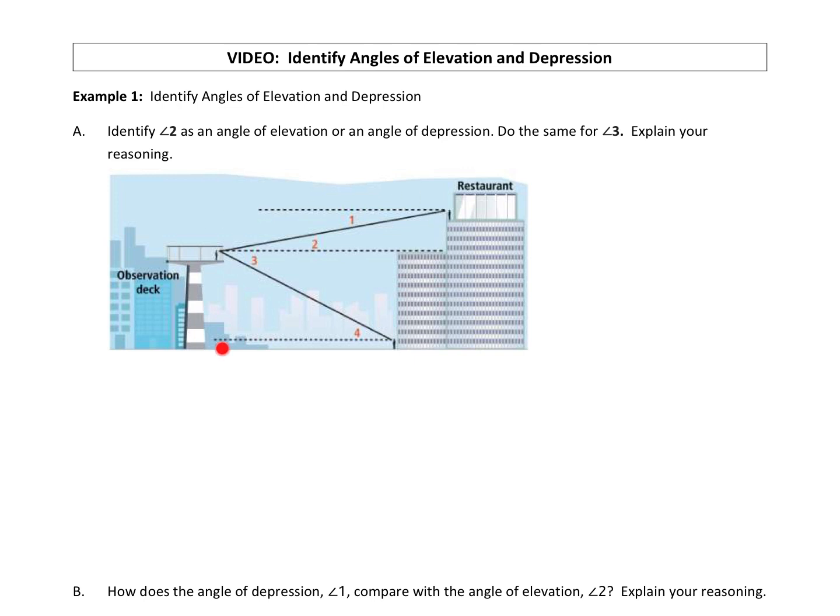So if I look at the picture, here's angle 2 right here. So what's happening is you've got this little person here standing on the observation deck. There is a horizontal line coming from the person on the observation deck, and I can see a line of sight. They are looking at this person up here at the restaurant. So is angle 2 an angle of elevation or an angle of depression?